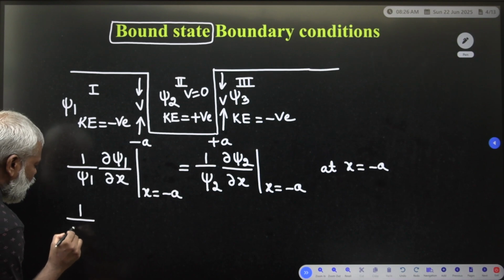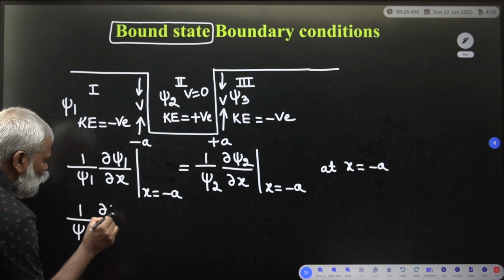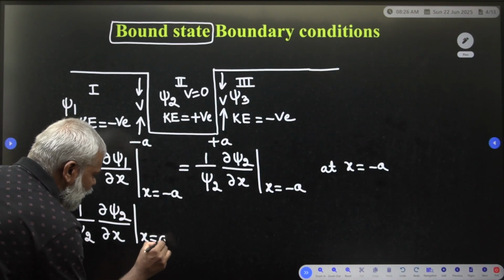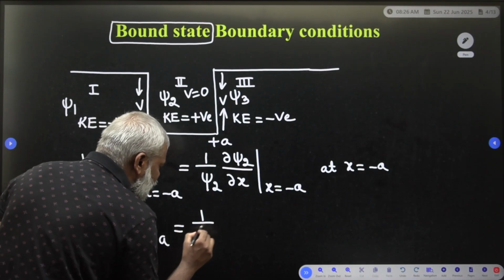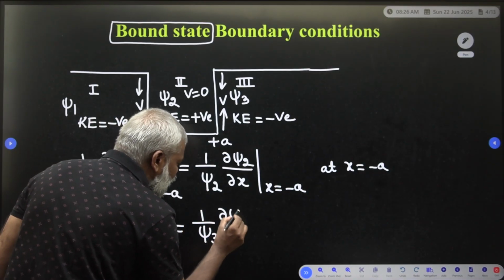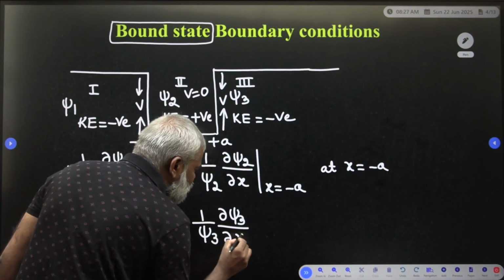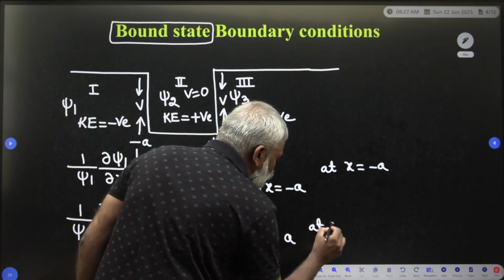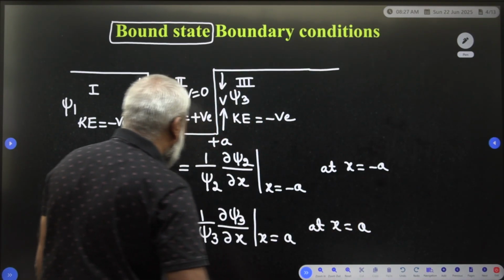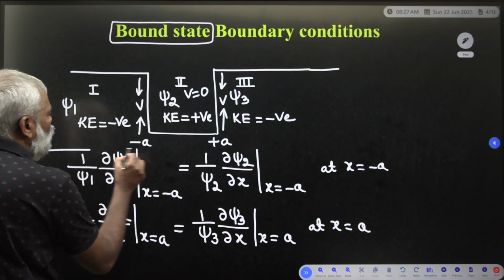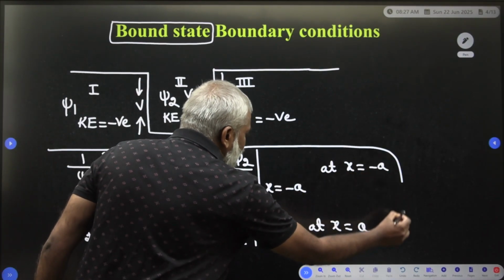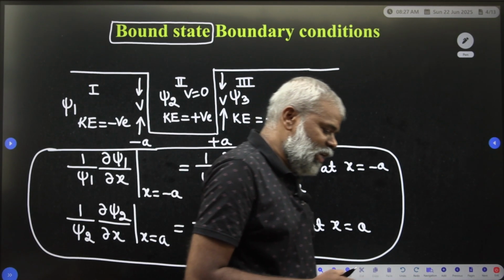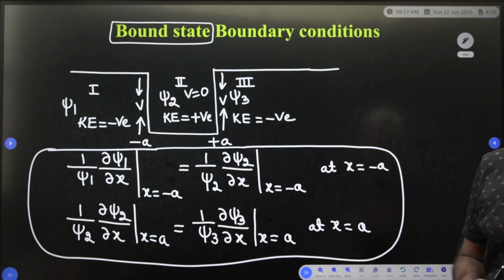Similarly, you have to take 1 by psi 2 dou psi 2 by dou x at x is equal to plus a, which is equal to 1 by psi 3 dou psi 3 by dou x at x is equal to plus a. This is the boundary condition. This boundary condition is very essential, that is the bound state boundary condition.